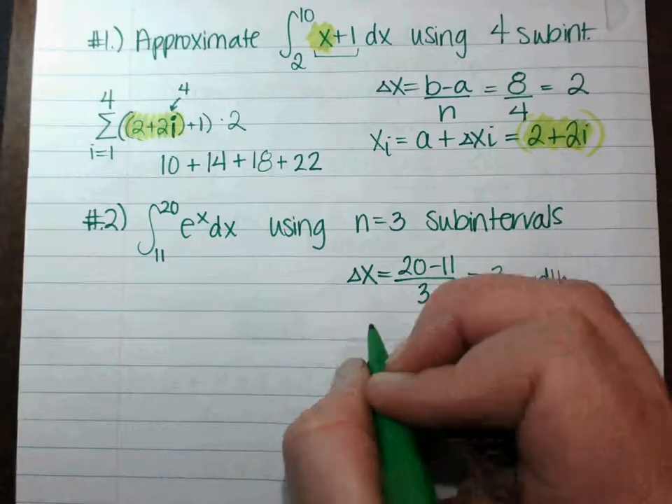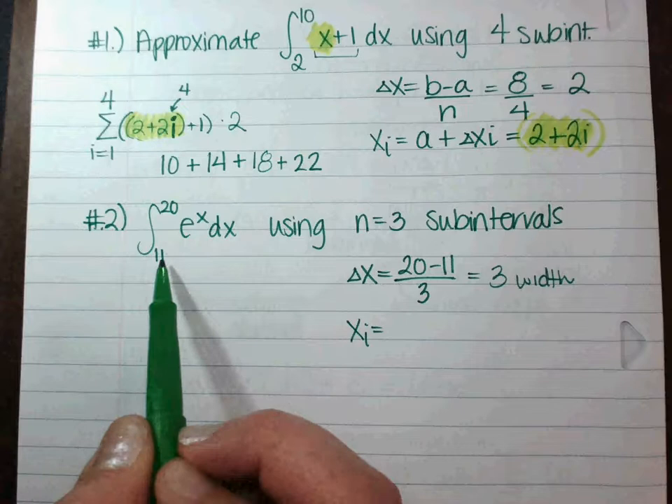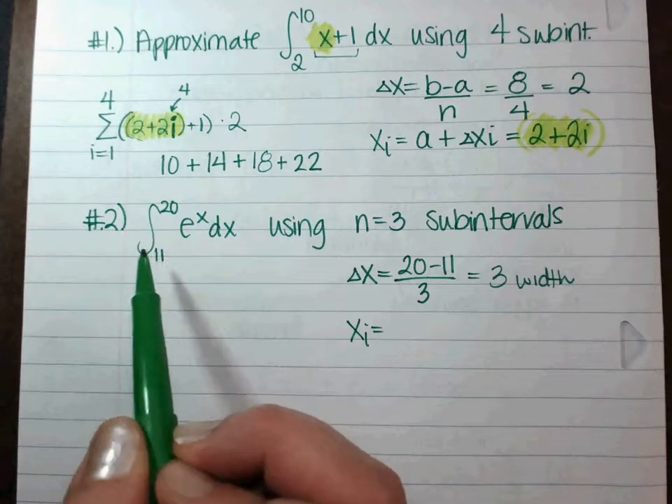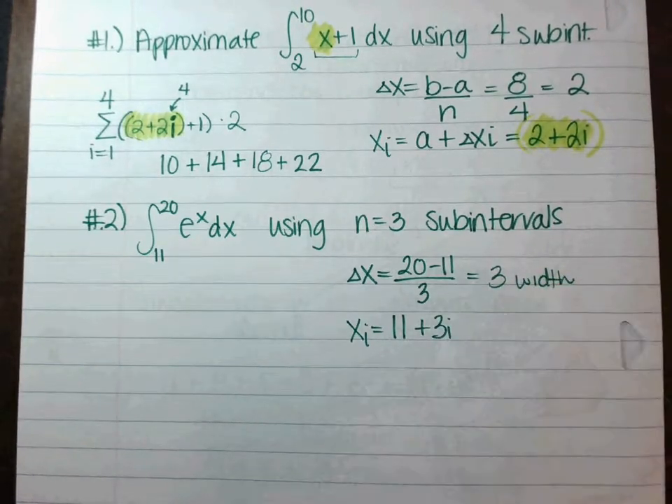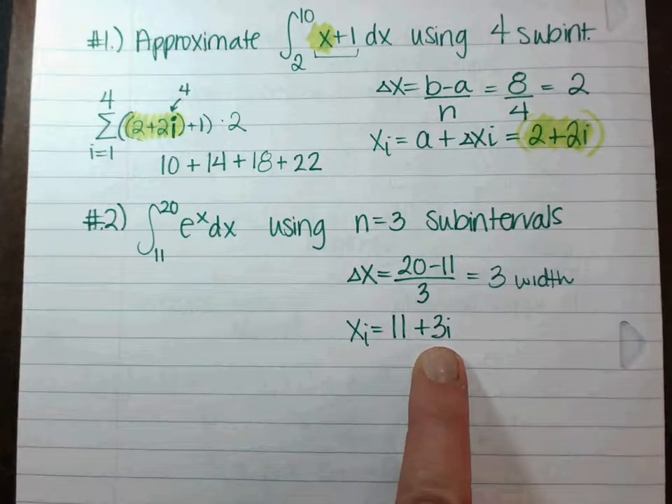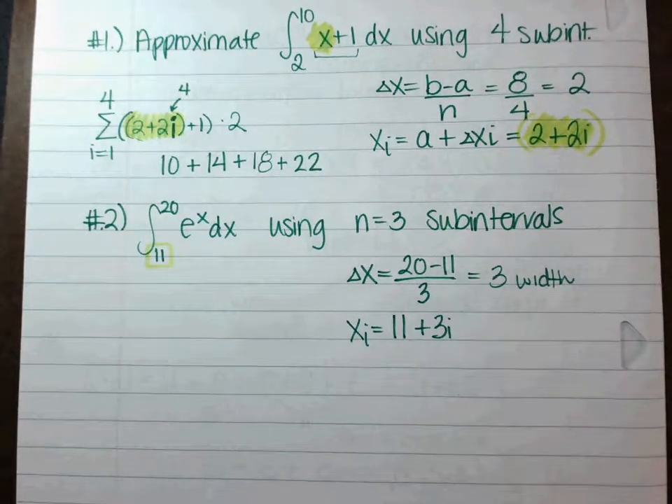My x sub i is going to be where I'm starting the shading, and then plus 3 each time. When am I going to start shading this time? Look at your boundary. 11. And how much am I going up by each time? 3i. So I'd go up by 3, then I'd go up by 6. That pattern tells me to keep jumping 3 each time. Why did you put 11 plus 3i? 11 is the lower boundary, and if I'm not shading till 11, then I have to do 11 plus and then count by 3s.